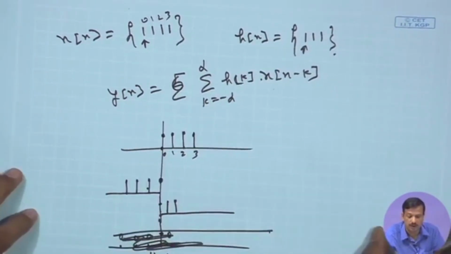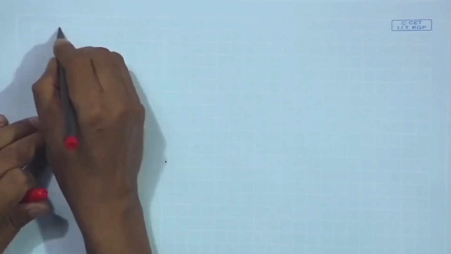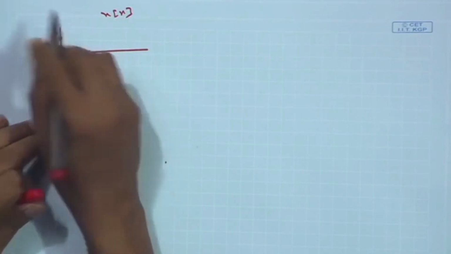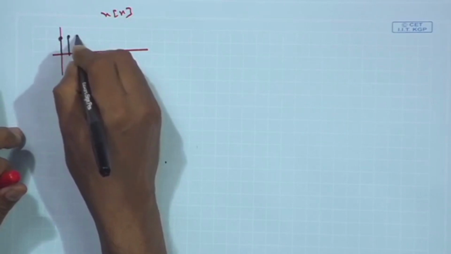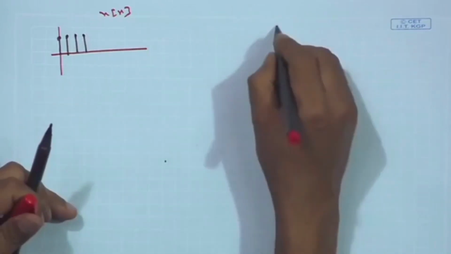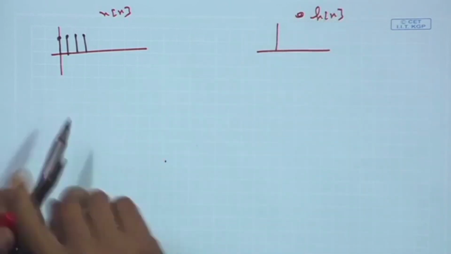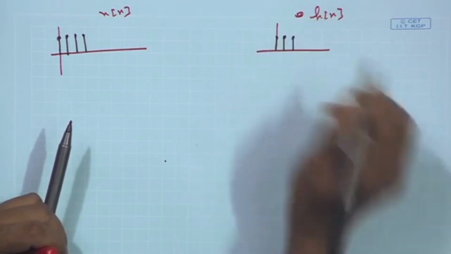Okay, I will draw it freshly, let us draw it neatly. So, this is my x[n], sample number 1, 2, 3 and 4, and this is my h[n]. h[n] is nothing but sample number 1, sample number 2, sample number 3.